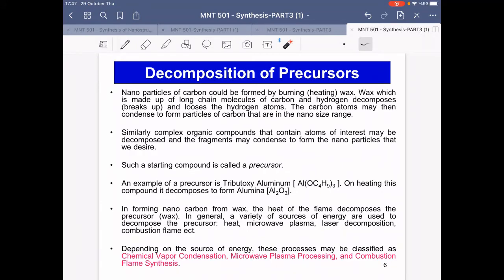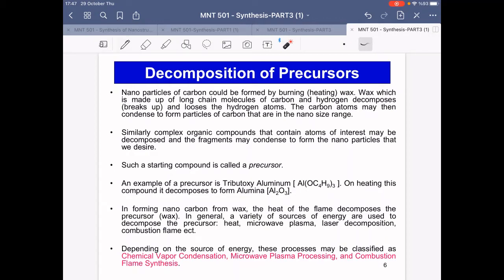You can think of that like a nanoparticle of carbon could be formed by burning wax. Wax, which is made up of long chain molecules of carbon and hydrogen, decomposes and loses hydrogen atoms. The carbon atoms may then condense to form particles of carbon, and there you have your carbon in nanosize range, for example.